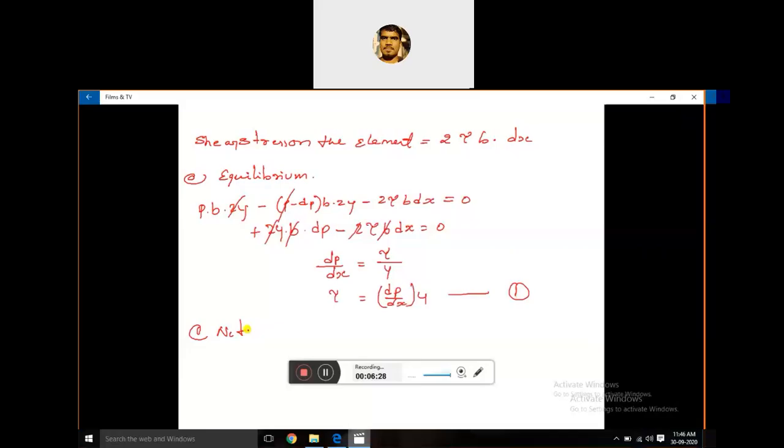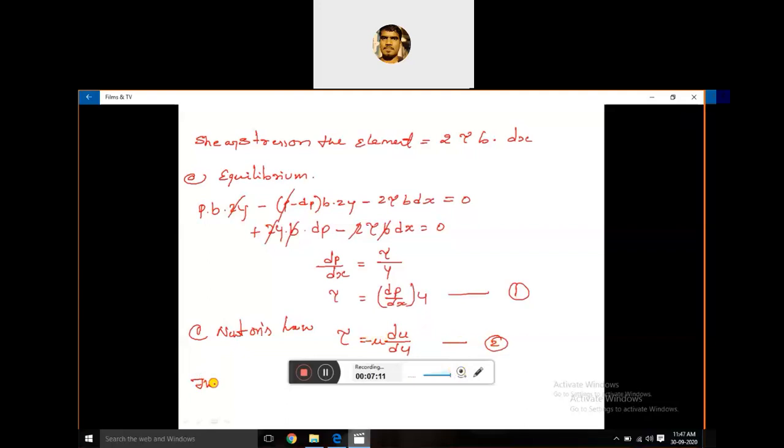And we know that Newton's law of viscosity: shear stress is directly proportional to rate of shear. So according to that, tau is equal to du by dy into mu, and here negative because velocity decreases with increase in the thickness. That's why negative sign. It is equation 2.